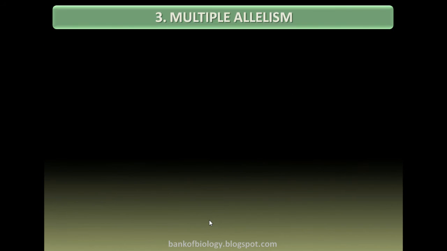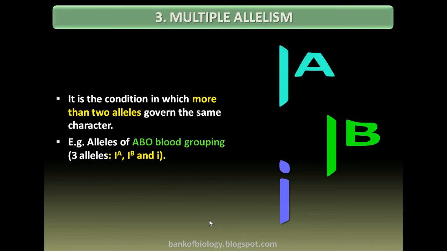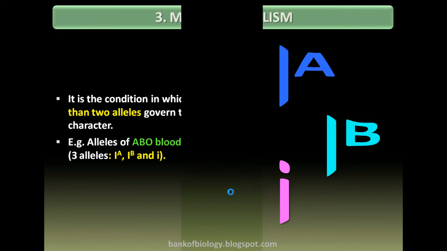Now we will see another important Mendelian deviation, that is multiple allelism. Multiple allelism is the condition in which more than two alleles govern the same character. An example is the ABO blood grouping that we discussed. Here three alleles are controlling the same character, that is IA, IB and small i. So it is multiple allelism.